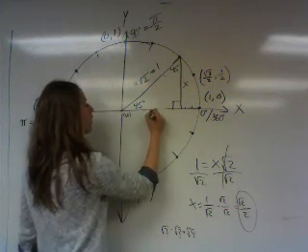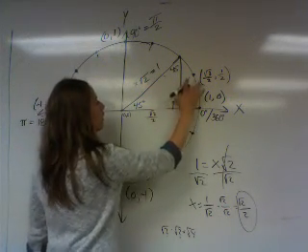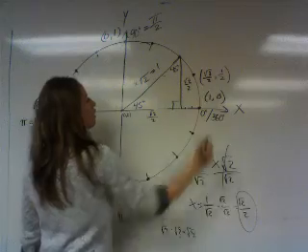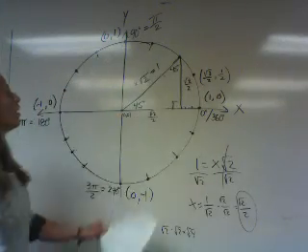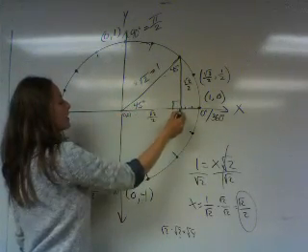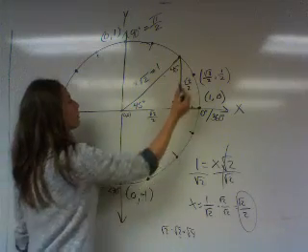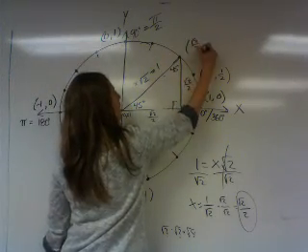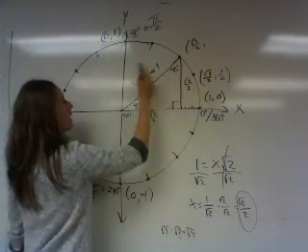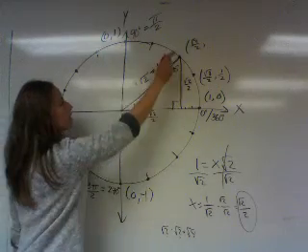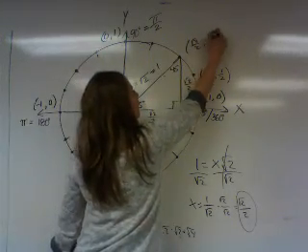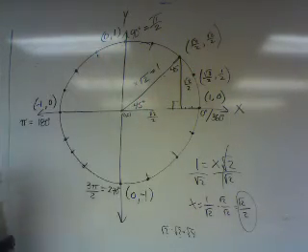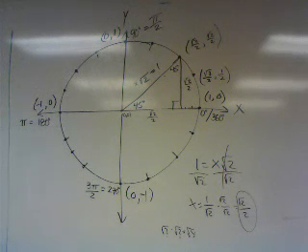I can go ahead and fill that in. So the coordinates for this point, well, it hits the x-axis at this distance, which is square root of 2 over 2. And it hits the y-axis at, well, this distance is square root of 2 over 2. Bam. Done with that coordinate point.